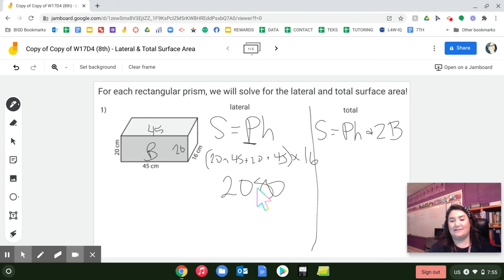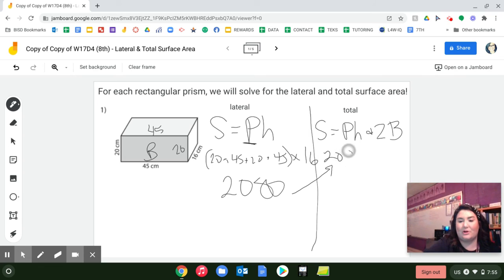Now, as we already said, this is the lateral surface area. The total is just the lateral plus the bases. So we don't have to solve that lateral part all over again. We already have our answer for that. It's not going to change. It's the exact same rectangular prism. So what I do is I draw an arrow and I just write that number again.